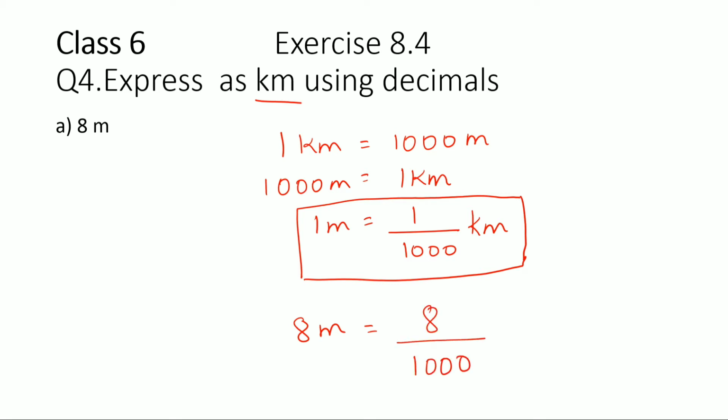There are 3 zeros in the denominator: 1, 2, 3. That means the decimal point would shift 3 places to the left. In the left, we do not have any digit. We have 8 and then here we do not have any digit, so we're going to put zeros, like this. And then 3 places to the left: 1, 2, 3. You don't have to do it like this, this is just for explanation. So the final answer would be 0.008 kilometer.